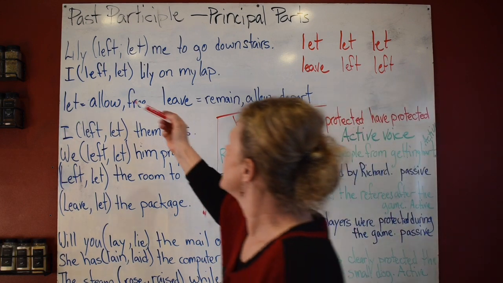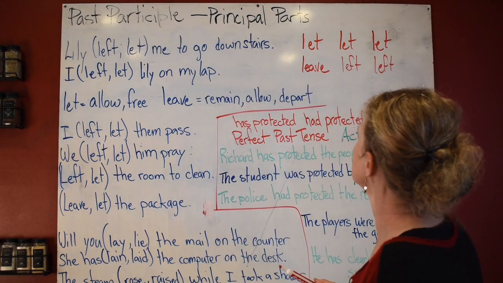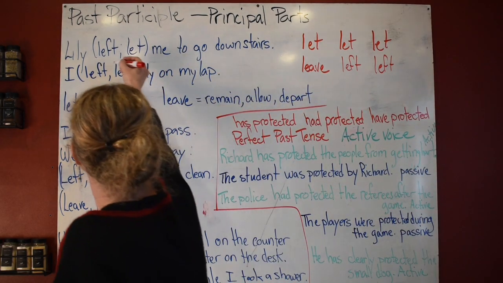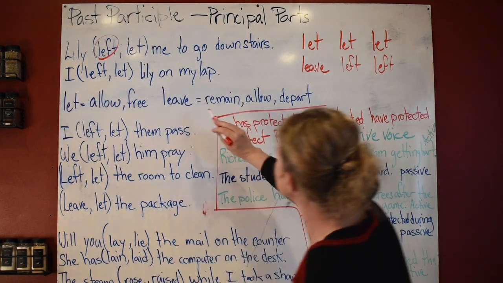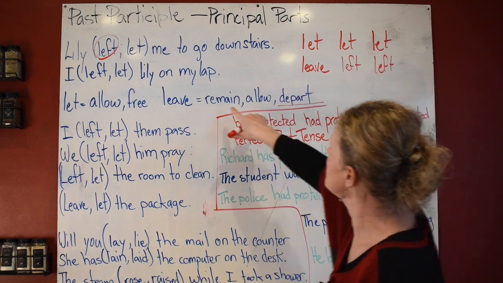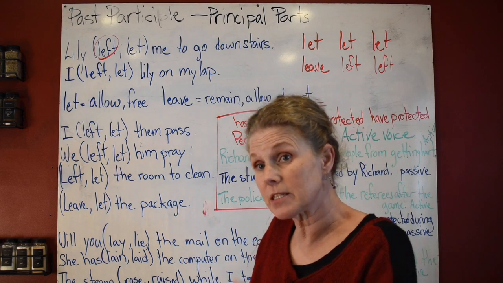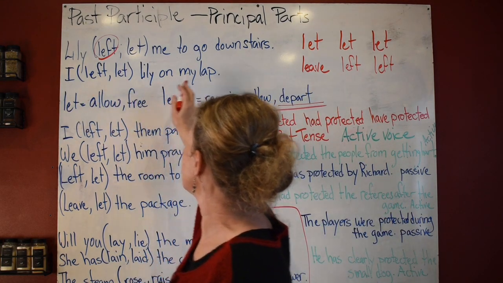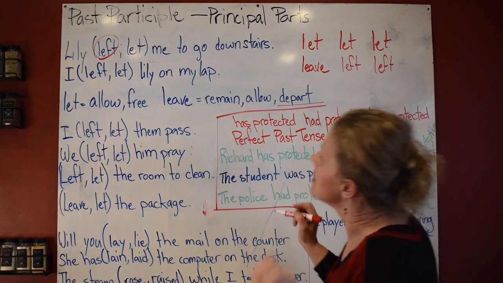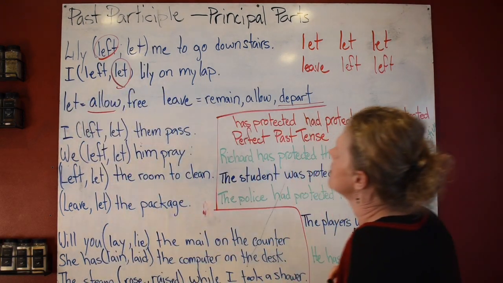So if I said, Lily left or leave me to go downstairs? Left. She left me. Because what does leave mean? It means depart. Or it can mean remain or allow, but depending on how you put it in a sentence. I left or let Lily on my lap. Let. Because you're allowing her to do that.